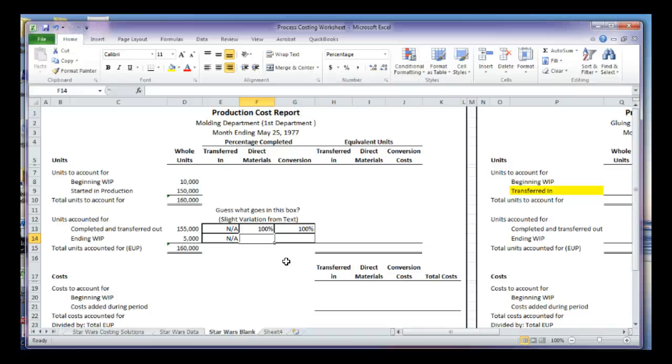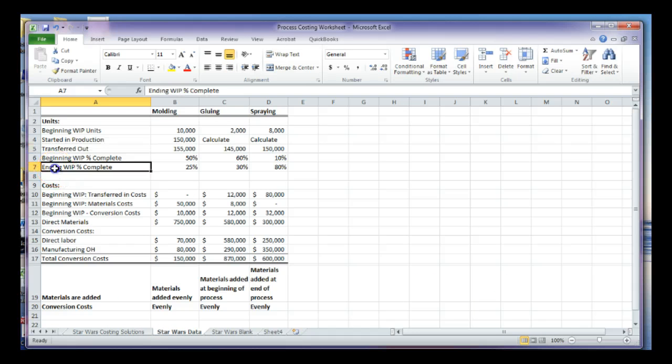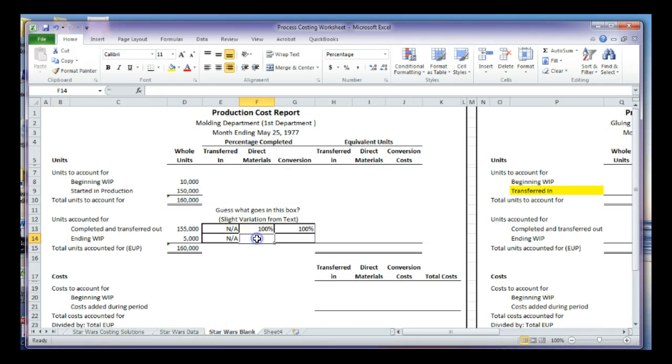So then we have to worry about our ending work in process. Let's go back here. Ending work in process complete for molding, it's going to be 25% complete. And remember, your materials and your conversion costs are added evenly in this process. That's important. So that means these are 25% complete. Now this is where we get into equivalent units. So four units that are 25% complete from a cost tracking standpoint equal one complete unit.